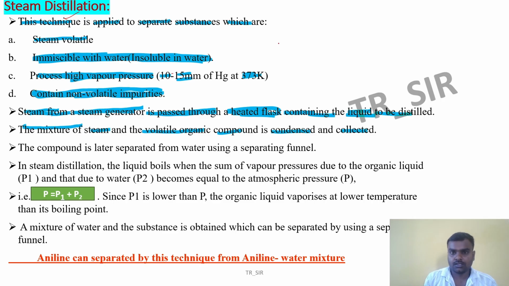Here, let me take the liquid in this. A, B liquids we have taken. Now, this liquid should be steam volatile, which is the primary condition, immiscible with water, having a high pressure, high temperature, and should contain non-volatile chemicals.